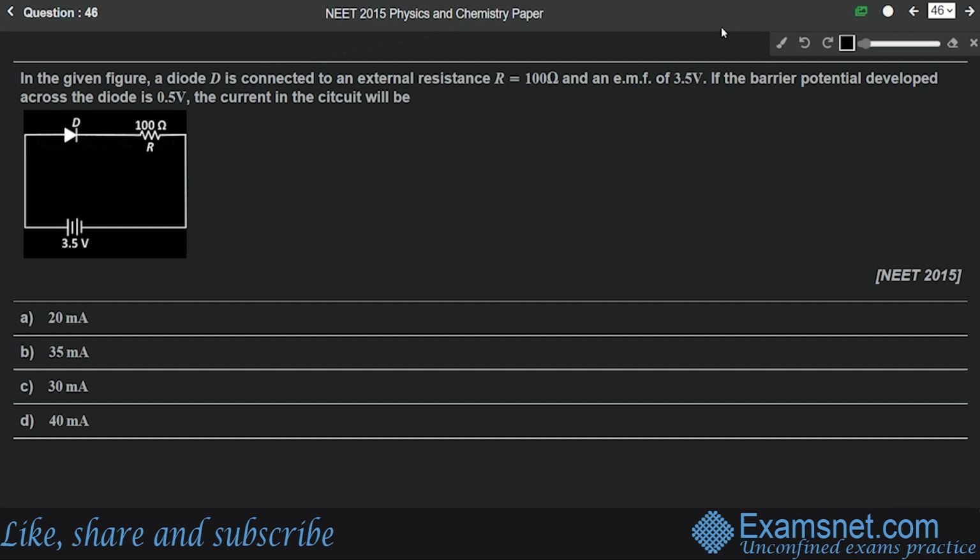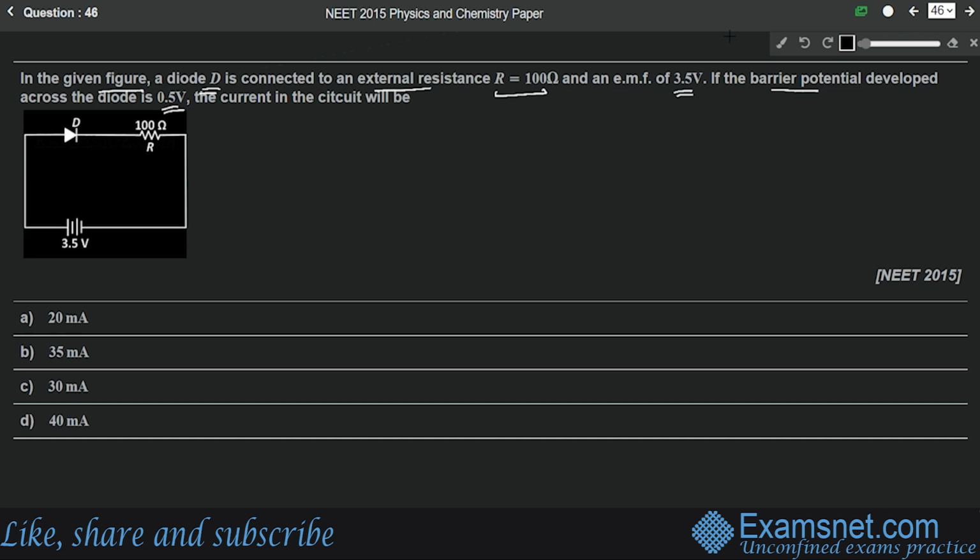And the last question is from semiconductor electronics, and the question is, in the given figure, a diode D is connected to an external resistance R equals 100 ohm and an EMF of 3.5 volt. If the barrier potential developed across the diode is 0.5 volt, then the current in the circuit will be.